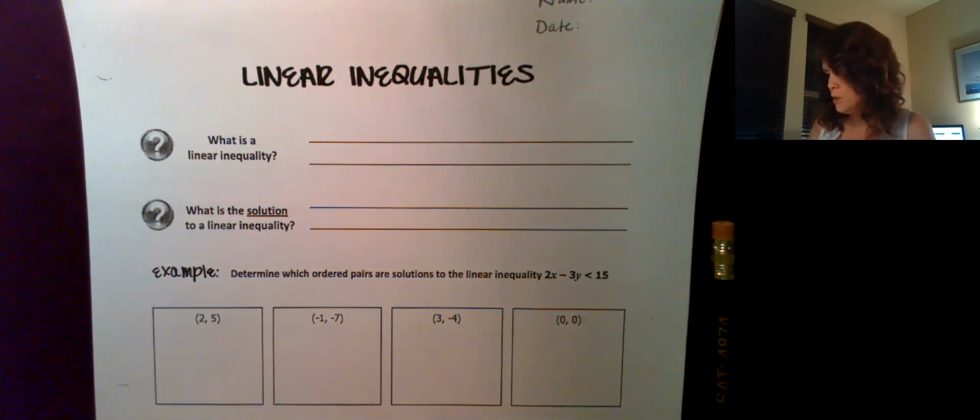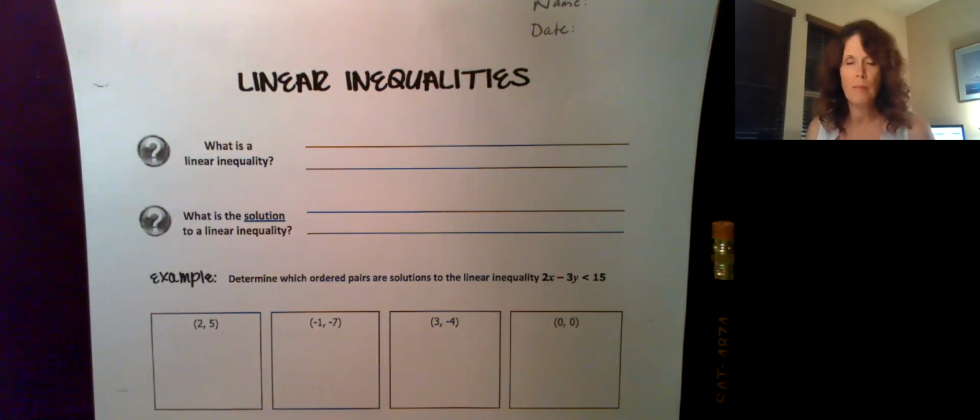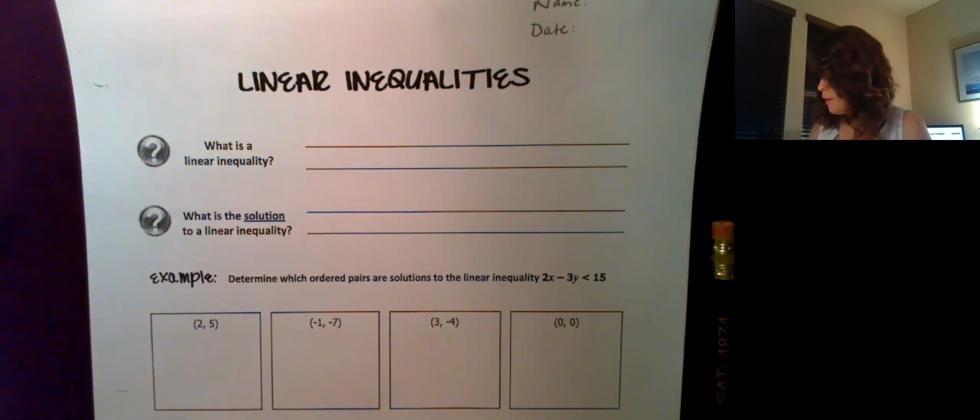Make sure you have your notes, maybe a pencil, maybe 2 different colored pens or pencils might be helpful, and a ruler. If you need to get those things, maybe pause and then come on back.